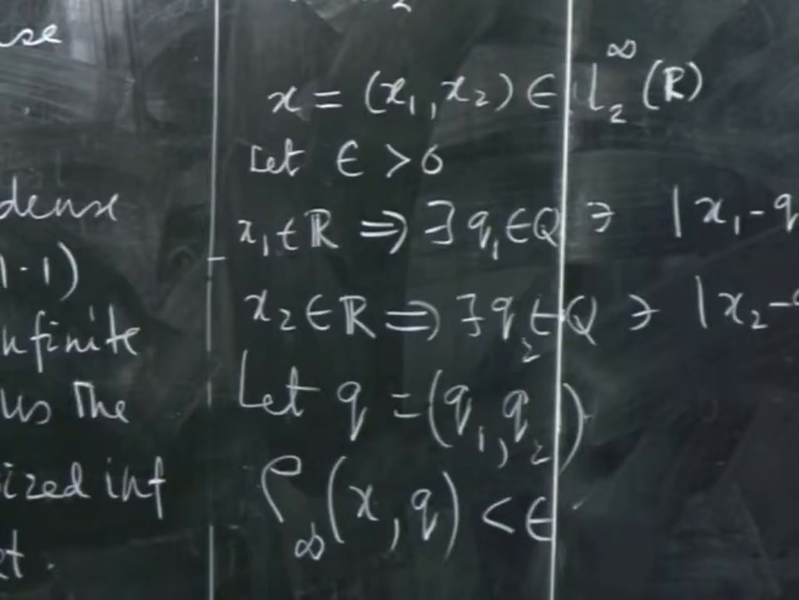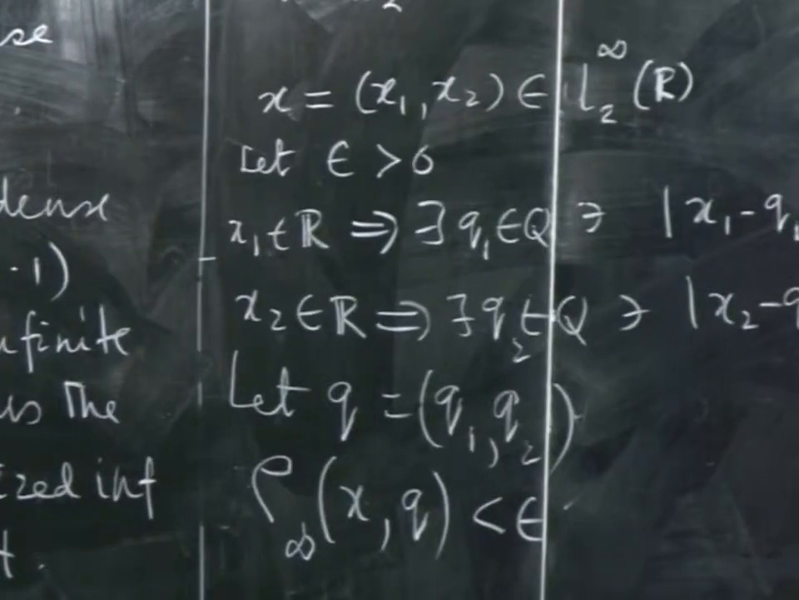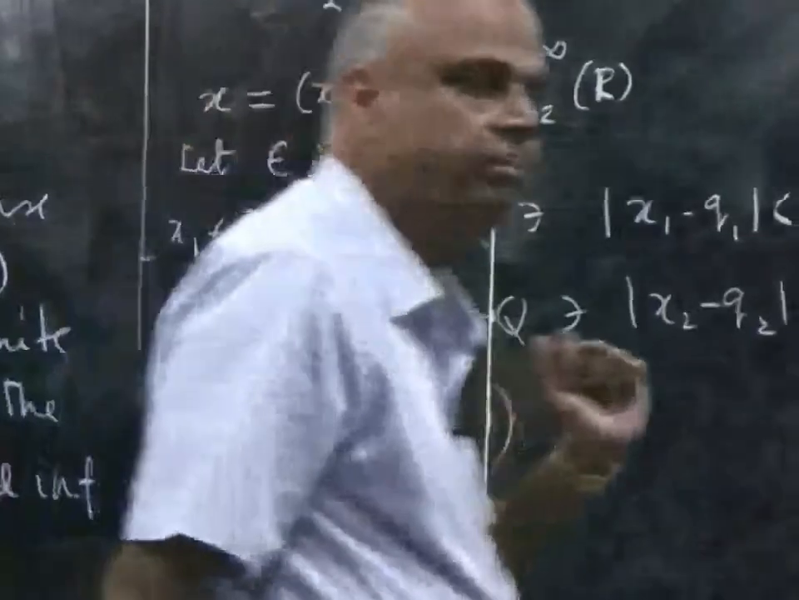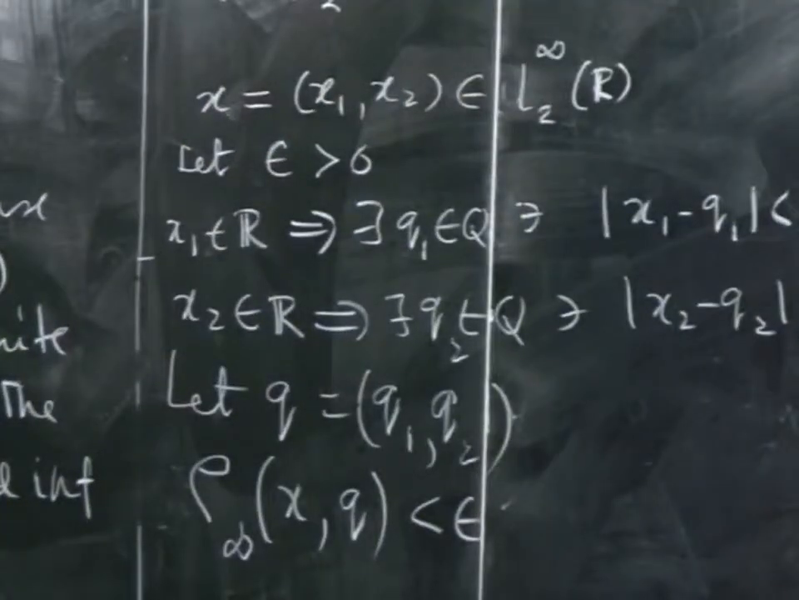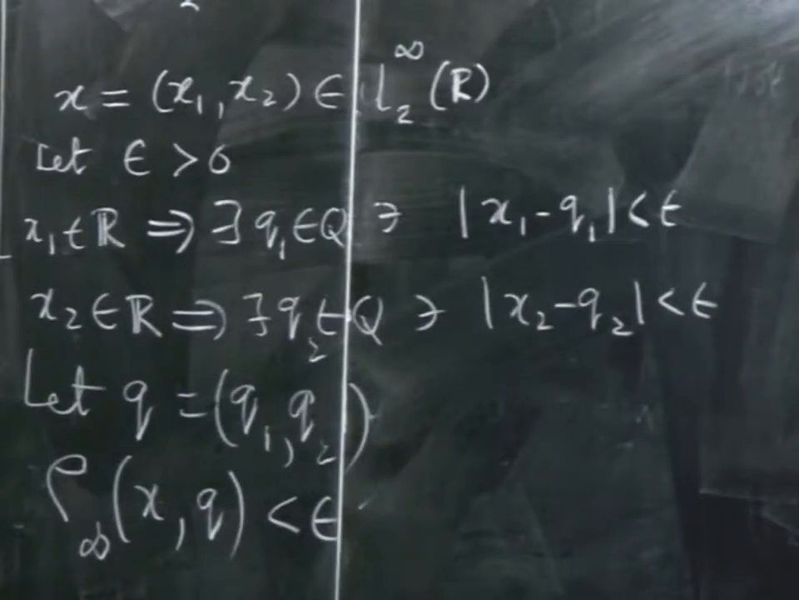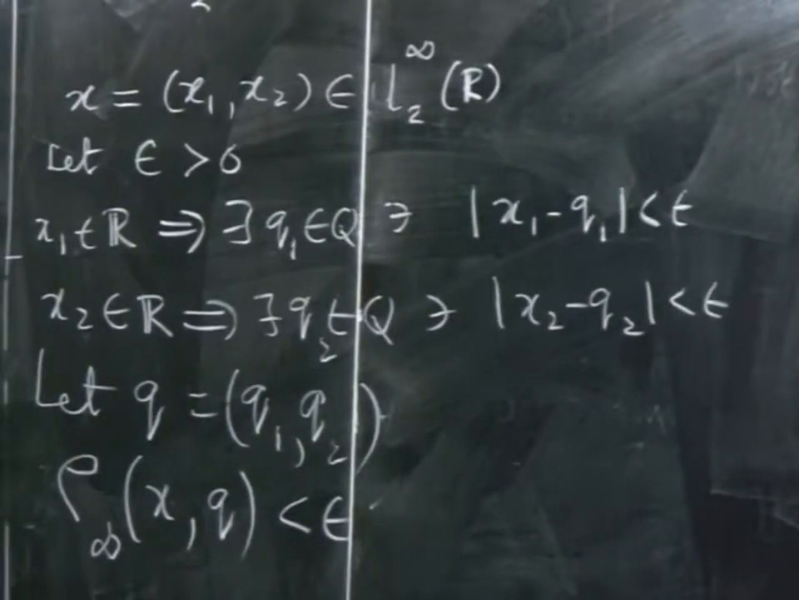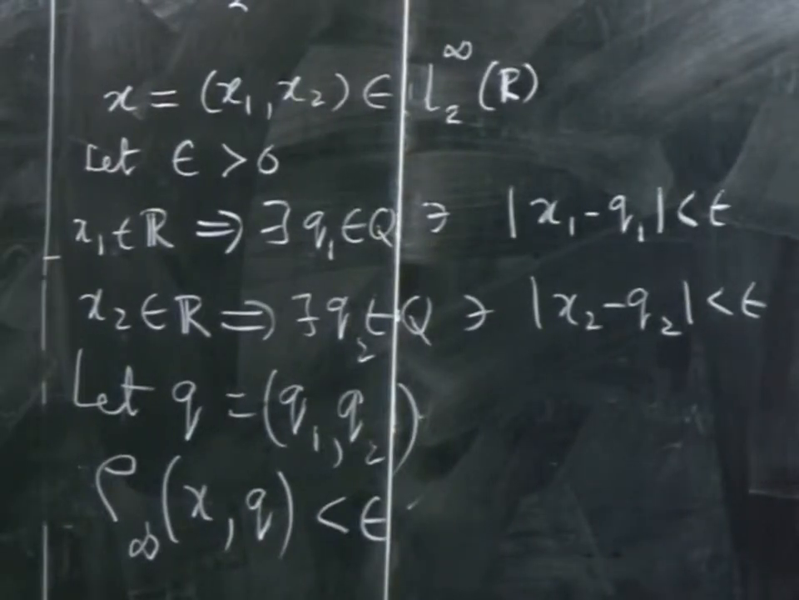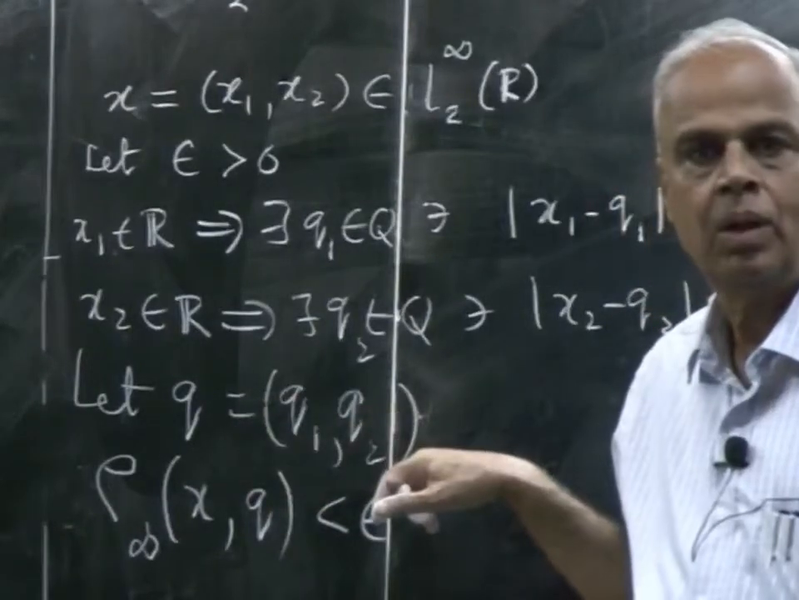So what have we done? All we have done is, given any vector in this space, or any element in that space, and given any error epsilon, we are able to find an element of this form. What is this form?